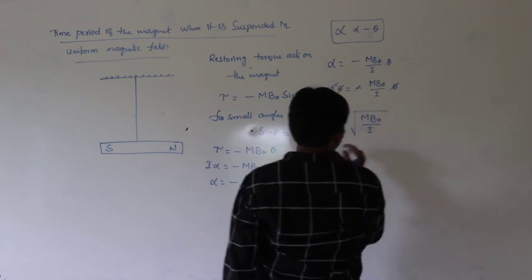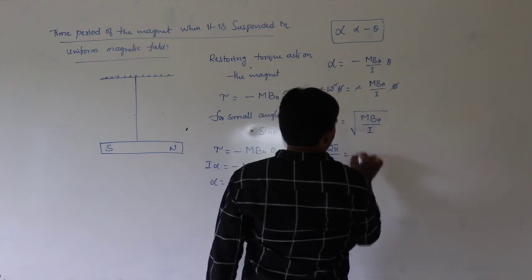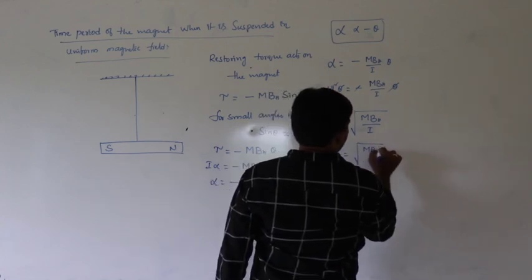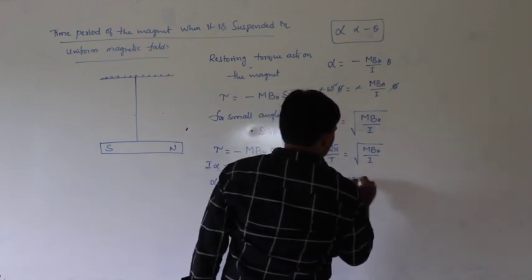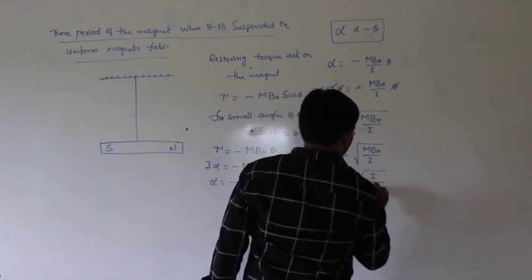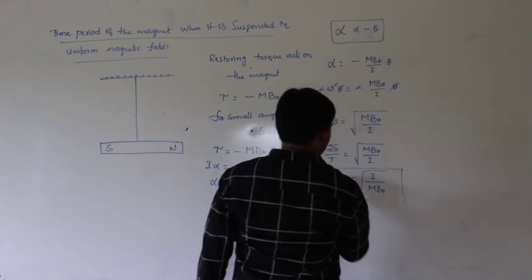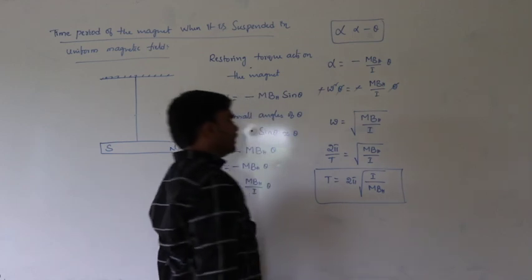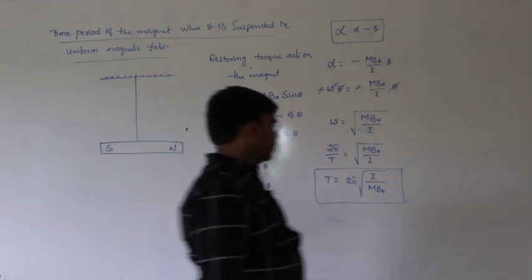mBH by I. So this can be written as 2 pi by T is equal to under root mBH by I. So T is equal to 2 pi into under root I by mBH. This is the time period of oscillation of the magnet.